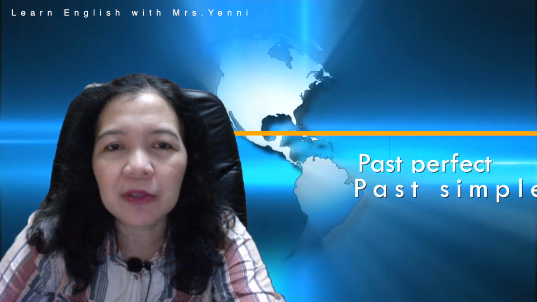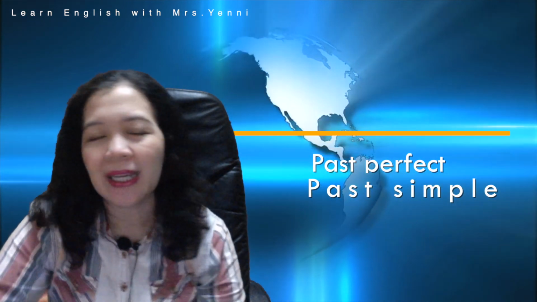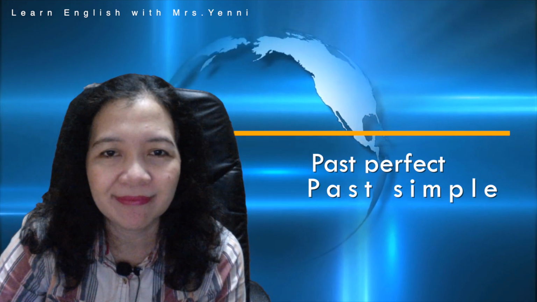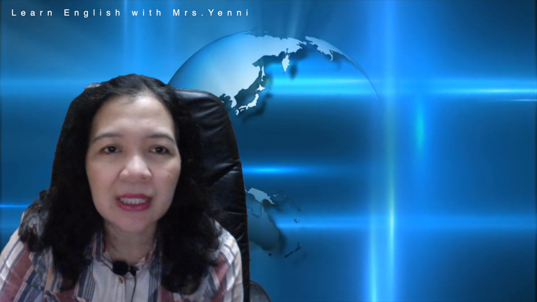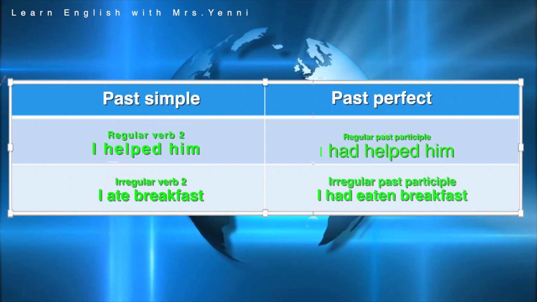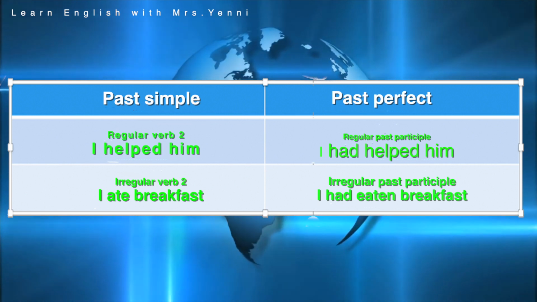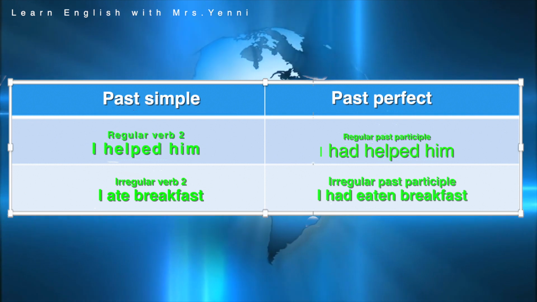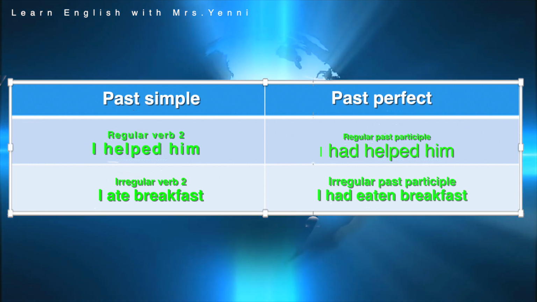Now I will try to compare past perfect and past simple. For the past simple, we have studied about it: subject, verb 2, and then object. For the past perfect: subject, had, and then past participle, and then object. I'll give you examples. For the past simple, I helped him. For the past perfect, I had helped him. This is for the regular verb.